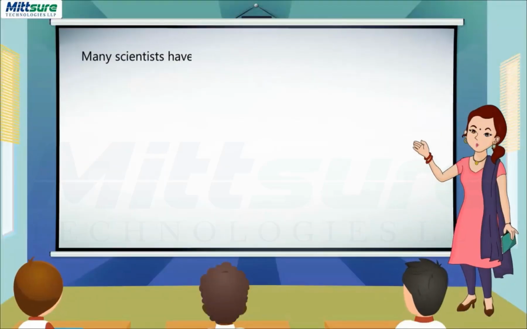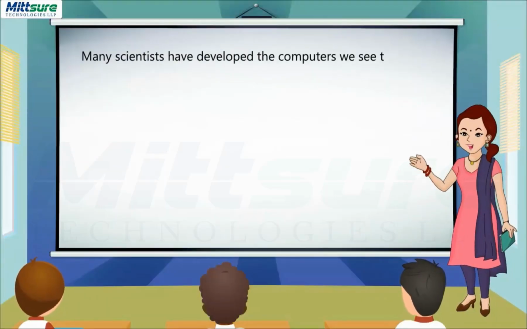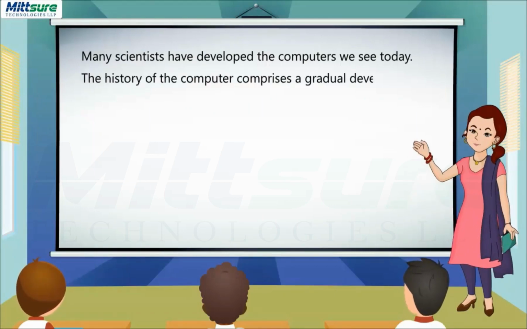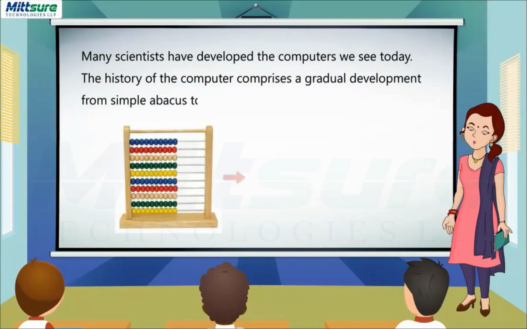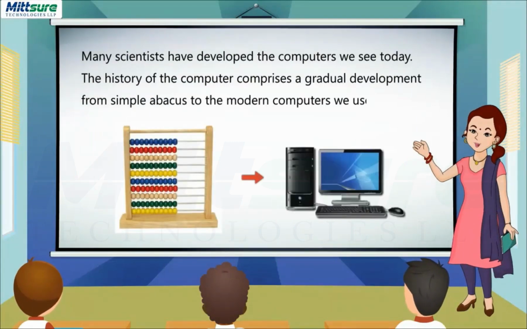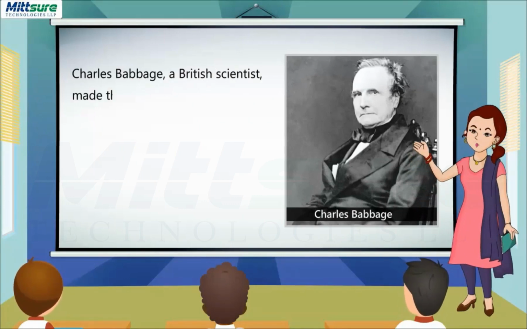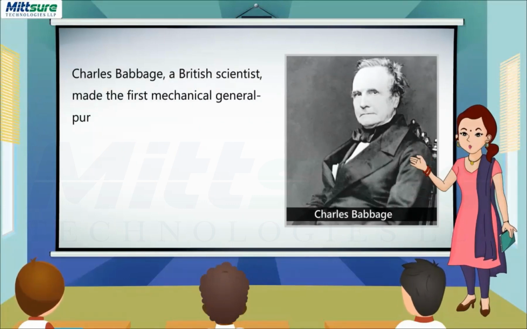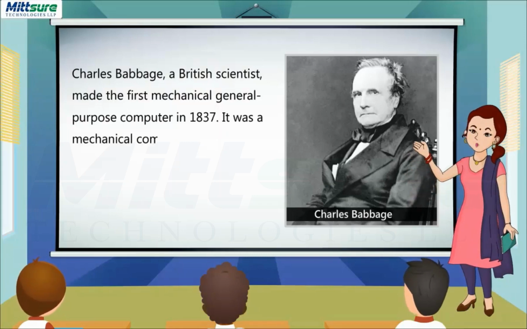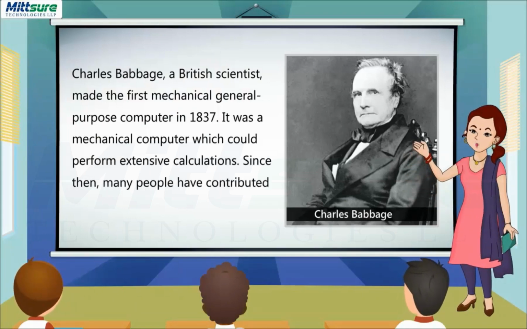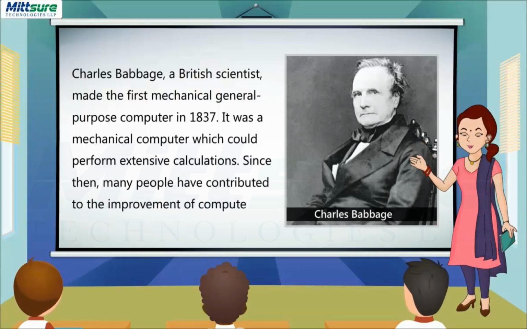Many scientists have developed the computers we see today. The history of the computer comprises a gradual development from simple abacus to the modern computers we use today. Charles Babbage, a British scientist, made the first mechanical general-purpose computer in 1837. It was a mechanical computer which could perform extensive calculations. Since then, many people have contributed to the improvement of computers.